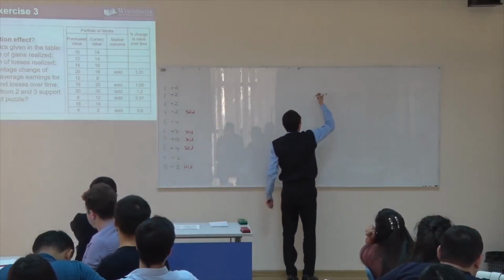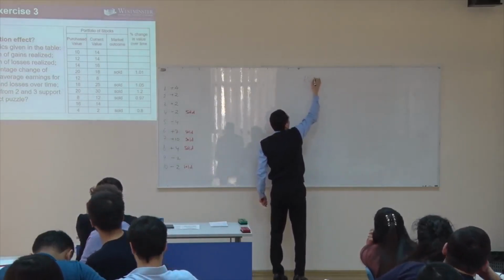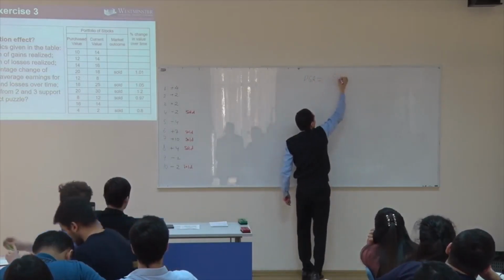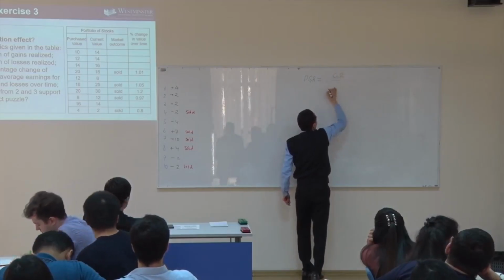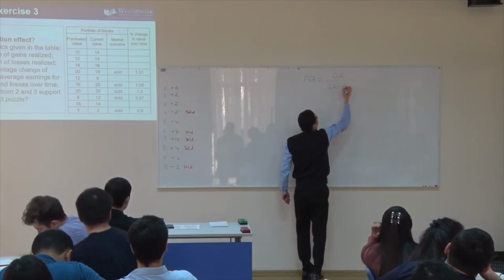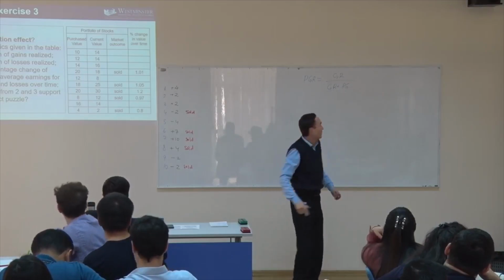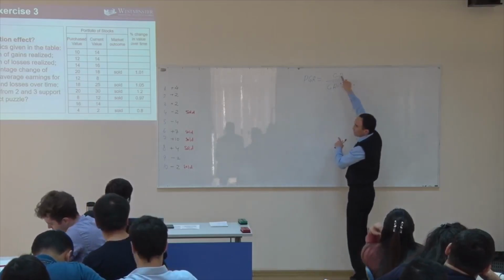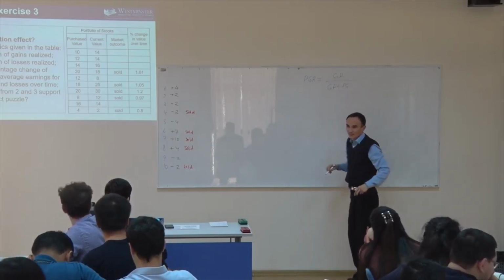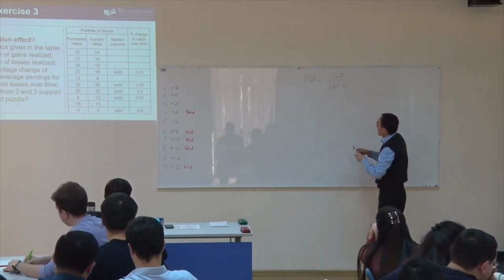The formula was for gains realized, right? The proportion of gains realized is equal to gains realized over gains realized plus paper gains. So now you should understand what gains realized is, and you should understand what paper gain is. You should know this one. So look, now we will calculate it.